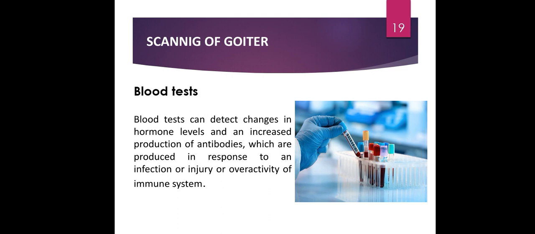Scanning of goiter. There are different methods through which we can scan a goiter. First, we have the blood test. A blood test can detect changes in hormone level and an increase in the production of antibodies, which are produced in response to an infection or injury or an overactivity of the immune system.